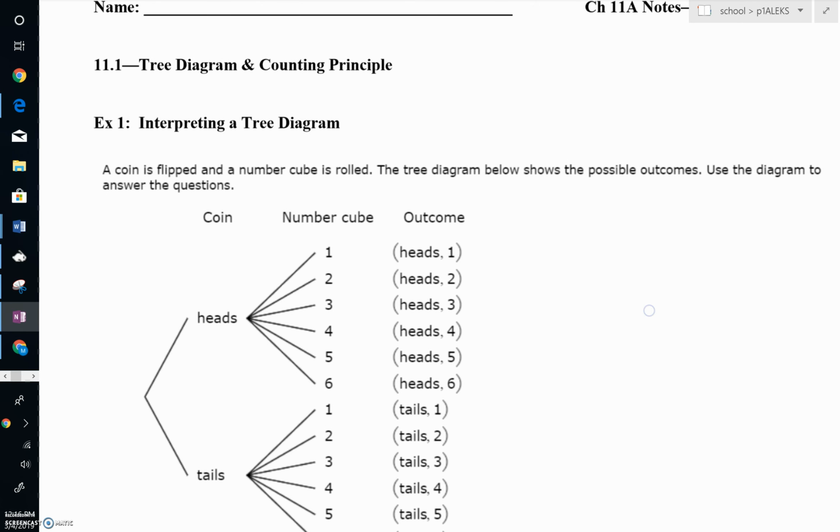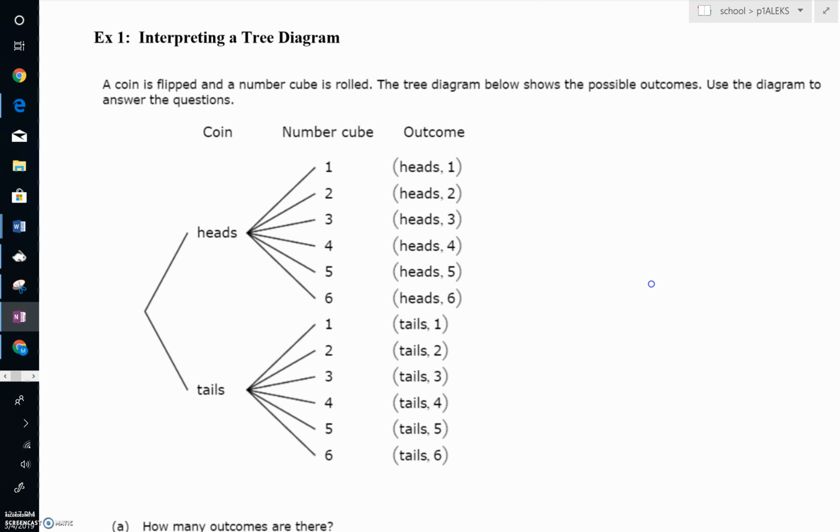Algebra 2, we are starting chapter 11, which is actually on probability. And before we even get to actually talking about probability, we're going to talk about ways to organize outcomes and also how to count things. So take a look at example 1.